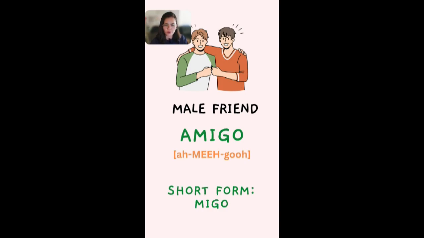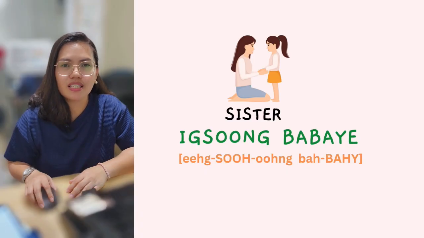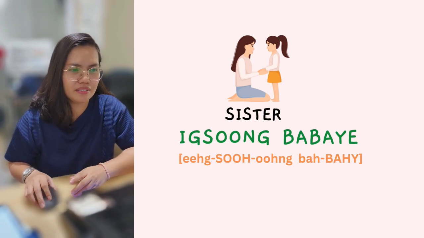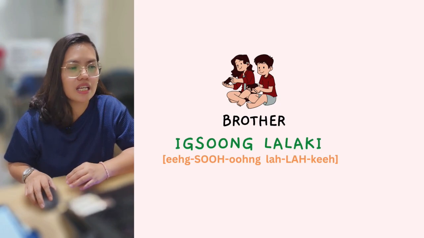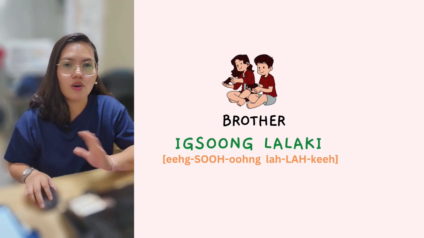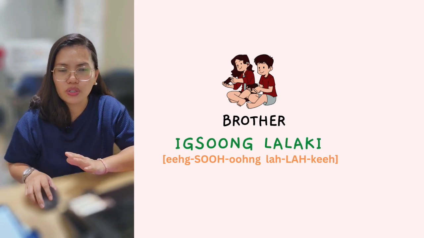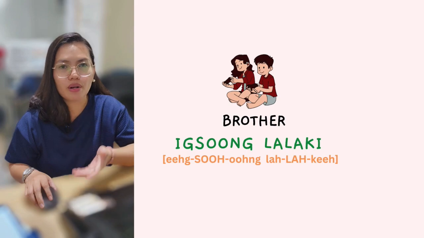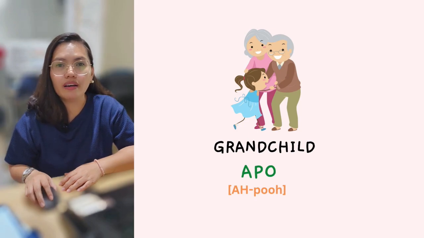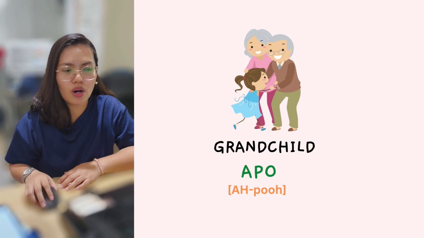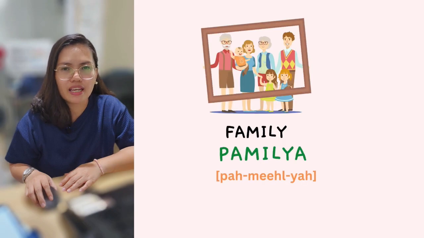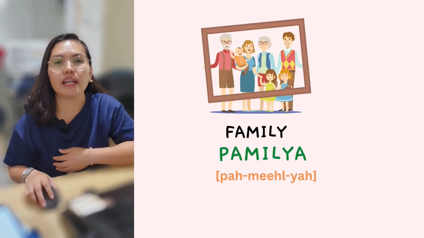Sister is igsuong babae. Next one, brother. Igsuong lalaki. I think in the previous video I discussed igsuon. So igsuon is sibling. So when you say brother, igsuong lalaki. Next one we have grandchild. Apo, grandchild. Next one, family. Pamilya, family.